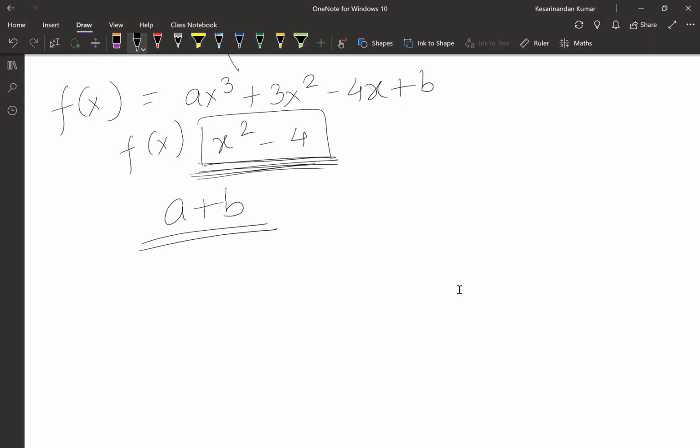What you guys have to do? That's your call. I want the value of a plus b. Use the remainder theorem that was said. Yet again, this is a tricky question. I'm giving you this time 2 minutes, not 3 minutes. It's not that tricky. Calculation part is quite less. The trick is more, but the calculation is less. 2 minutes. Let's see who gets it first.